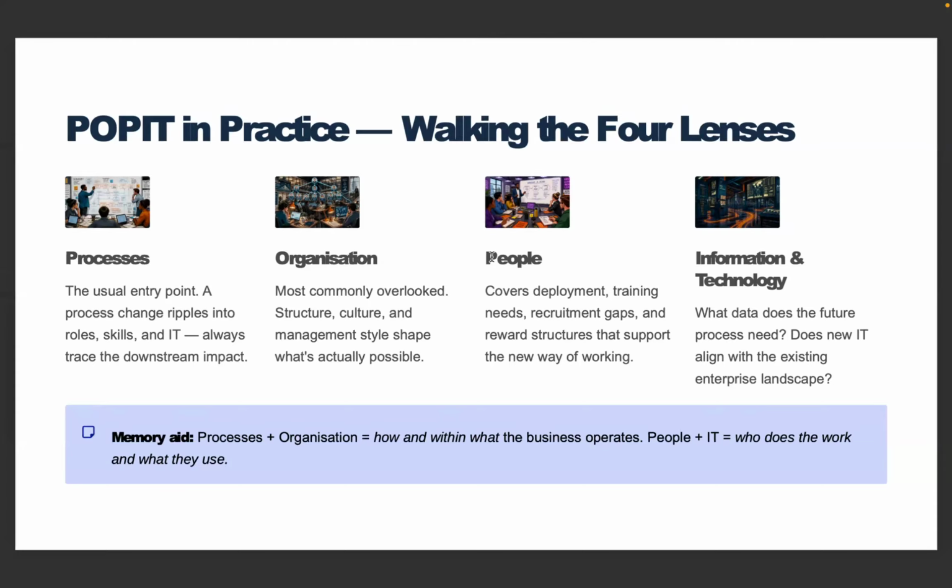And next is the people. We also need to consider whether the employees have the right skills, and if they're properly trained, if they need proper training for the problem to be solved. And next is the information and technology. When looking at this factor, we need to understand what systems and data are required to support the future way of working, what is required to move the business from where it is to where it is supposed to be in the future.